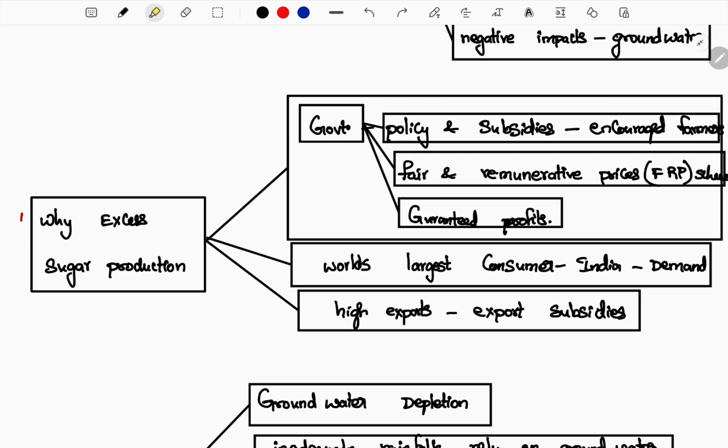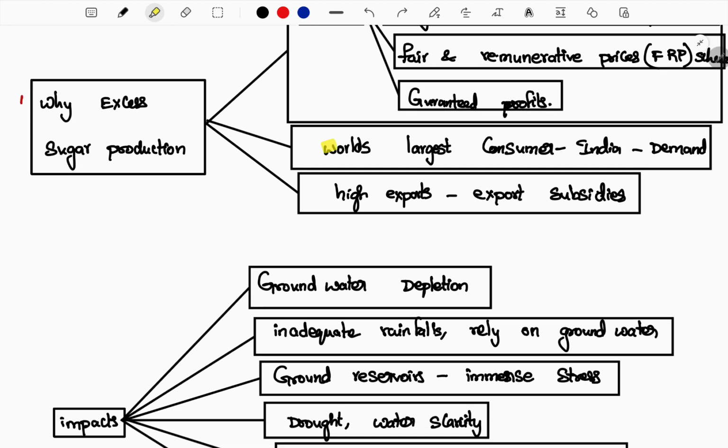They are providing fair and remunerative prices. So farmers are always guaranteed profit and they don't go into losses. If they are not going into losses, more people concentrate on this type of farming and agriculture activity. Also, the world's largest consumer of sugar is India, so India has a huge demand.